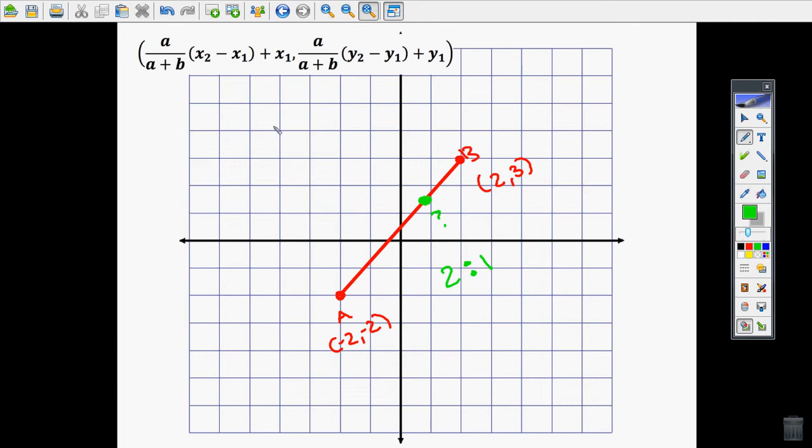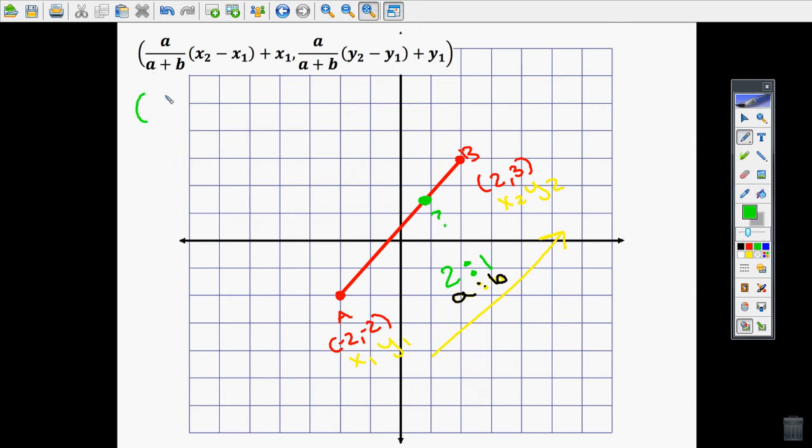Now, with this formula, it is really important that you look at where you're going to or what you're going from. So if I'm told that I'm going from A to B, this means that this is the first point, so this has to be x1, y1, and this has to be x2, y2. And then the ratio is A to B. I know this is kind of hard to see, so let me write A to B right here. Okay.